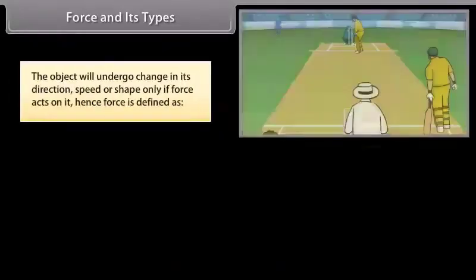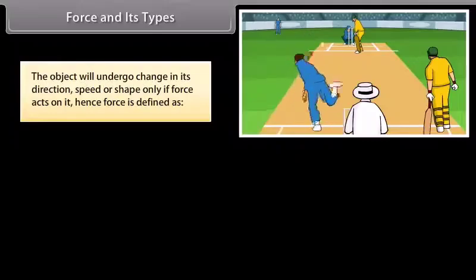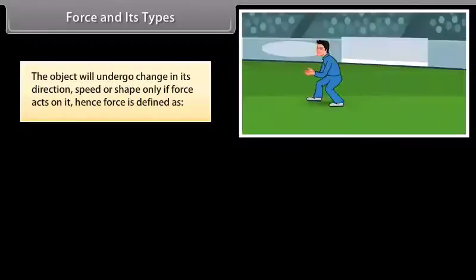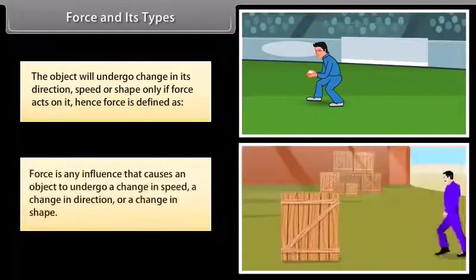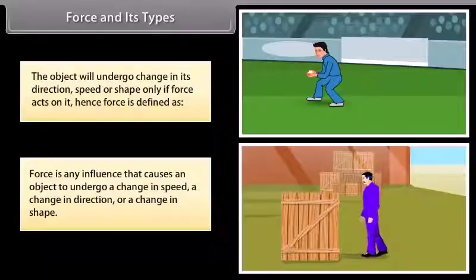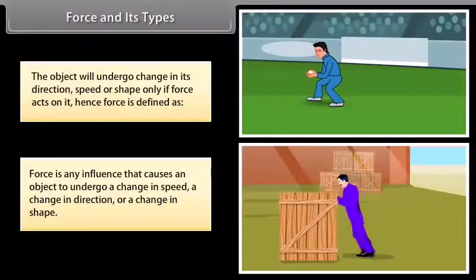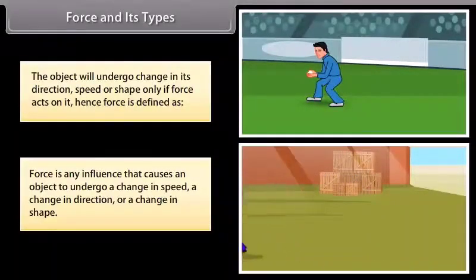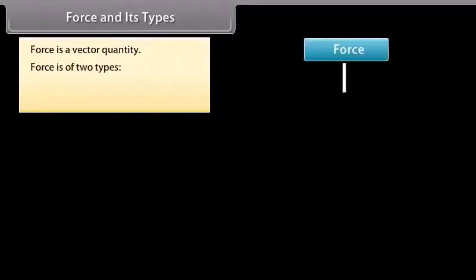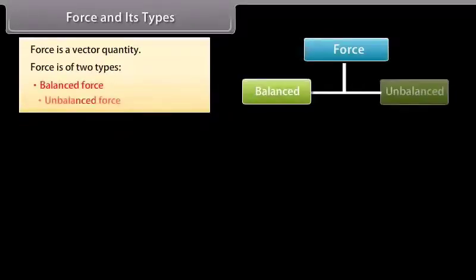Force and its types. The object will undergo change in its direction, speed, or shape only if force acts on it. Hence, force is defined as any influence that causes an object to undergo a change in speed, a change in direction, or a change in shape. Force is a vector quantity. Force is of two types: balanced and unbalanced.